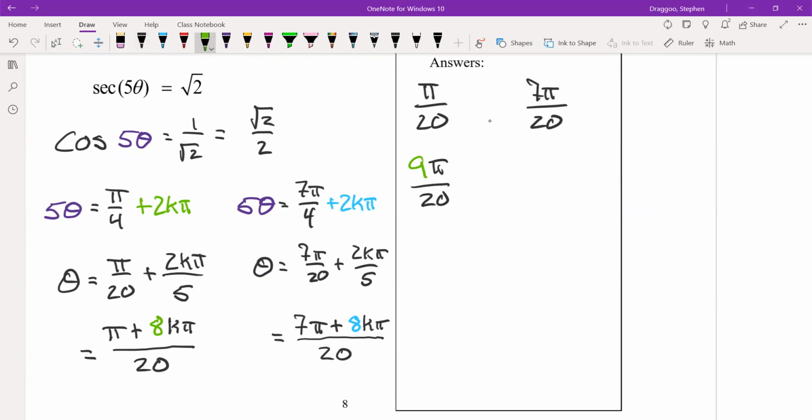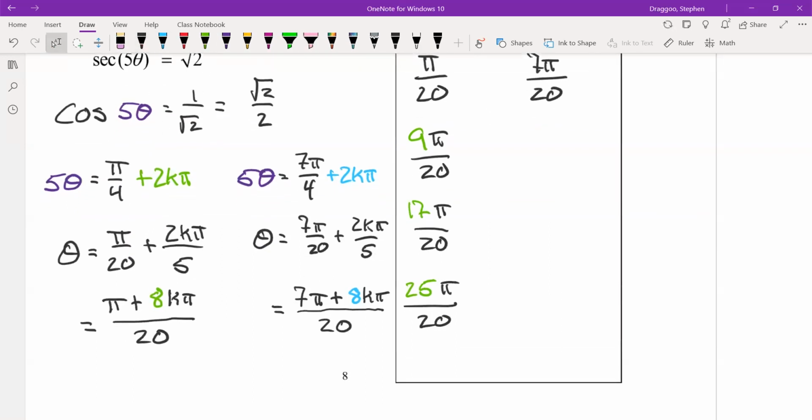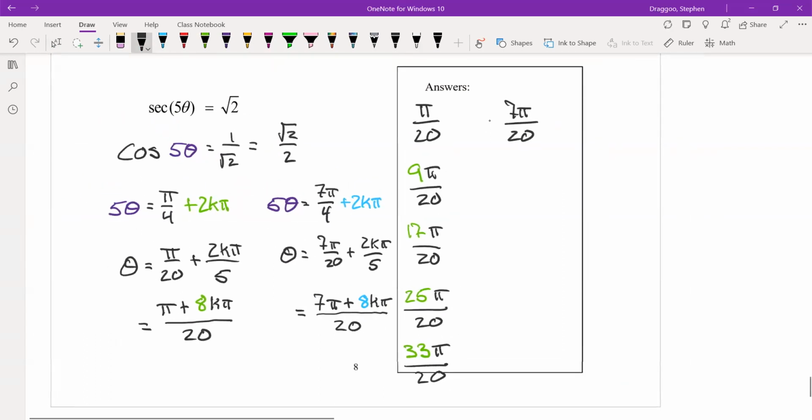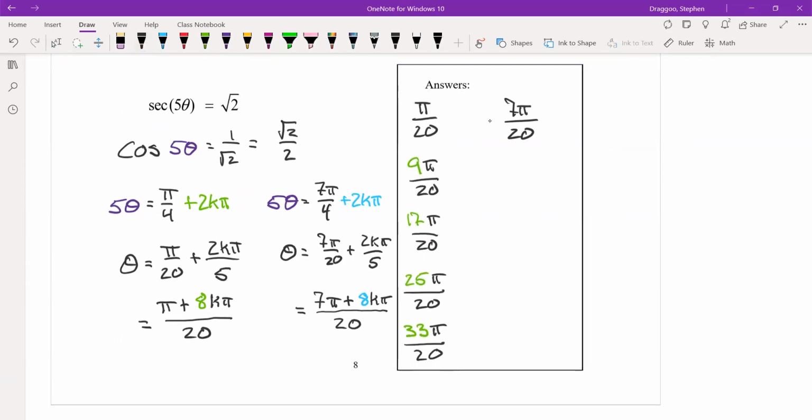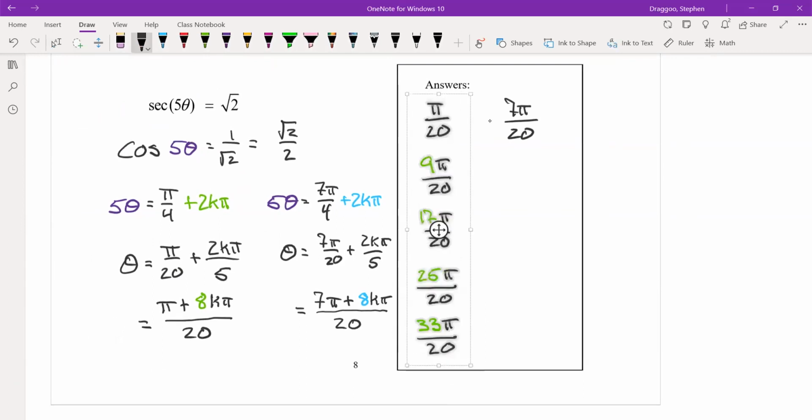And then add 8 to get 17 pi over 20. Add 8 again to get 25 pi over 20. And add 8 one last time to get 33 pi over 20. And then just shrink that a little bit so they all fit in the box.